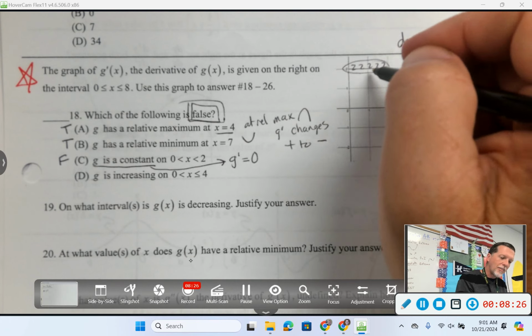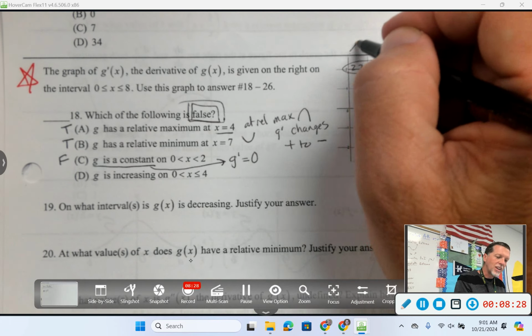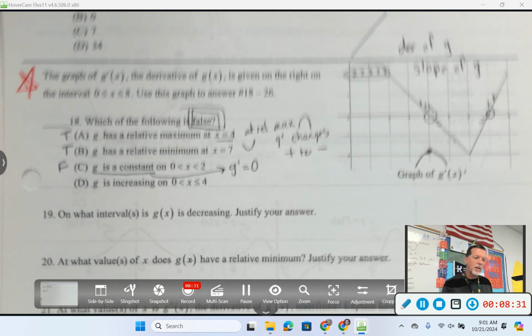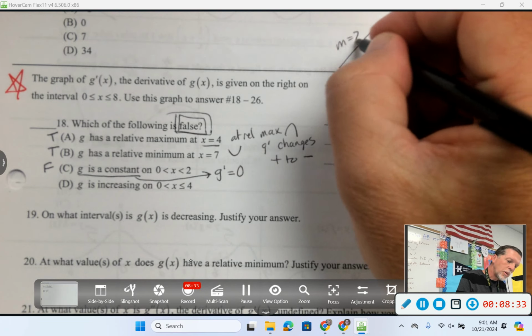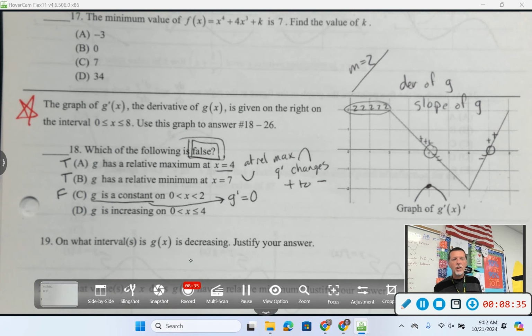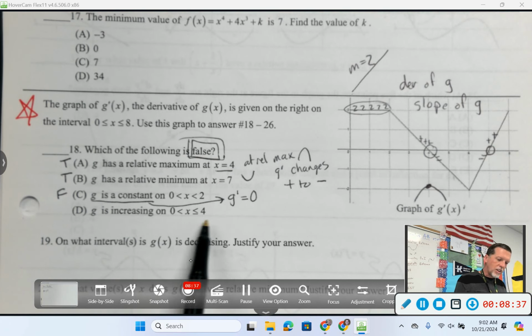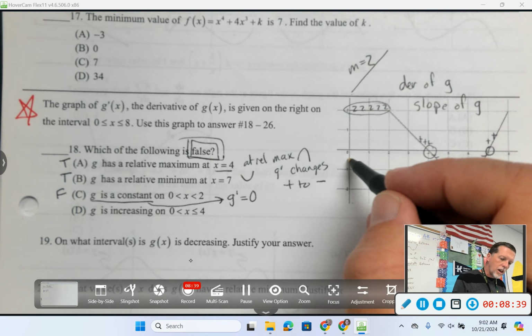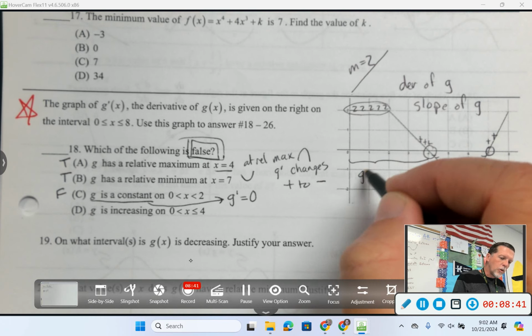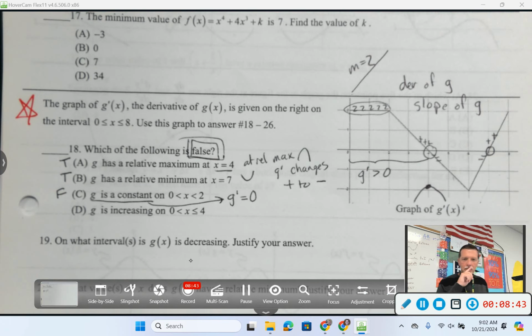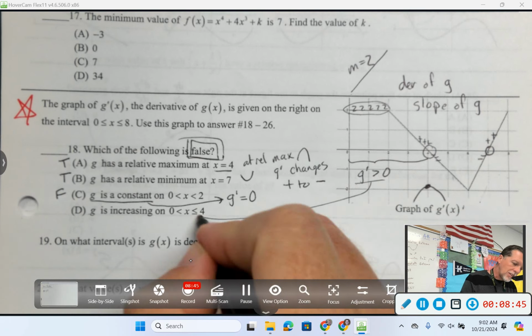This means the graph of g right here is increasing at a constant rate of 2. Slope equals 2. All right, so there's our false one. G is increasing 0 to 4. Yeah, because 0 to 4, g prime is positive. That means that g is increasing.